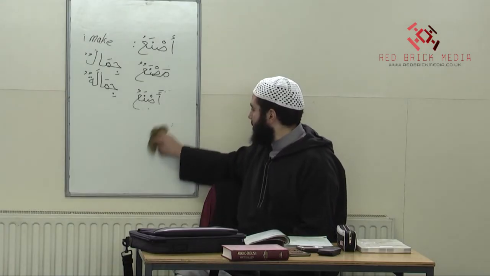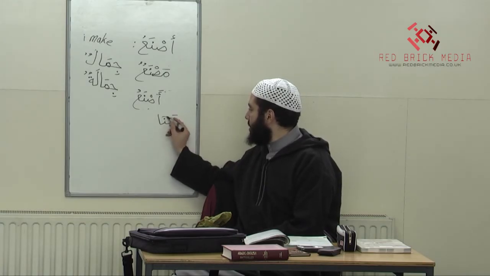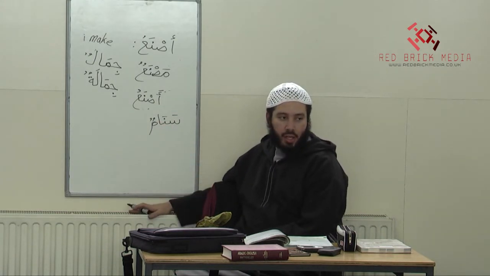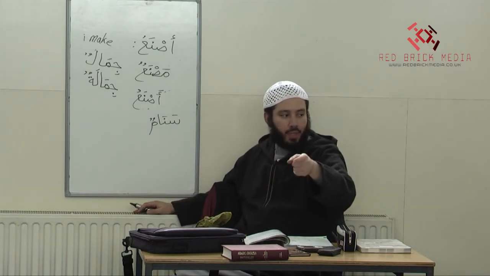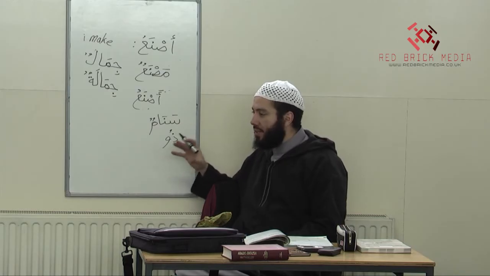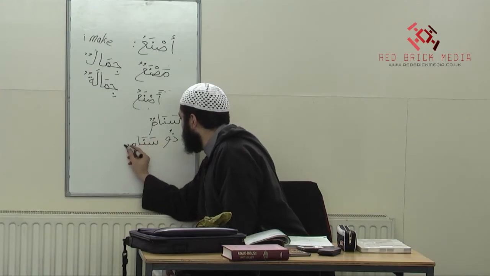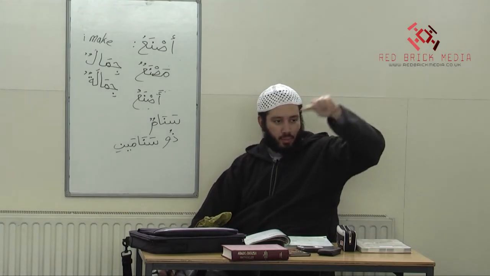Before I forget, what means a hump? You know of the camel, sanamun. So you know this is a hump. When you see a camel with two humps, you say dhu sanamain. Dhu is like "with". If you see a camel with two, you say jamalun, nobody will say it's wrong. But if you want to be precise, dhu sanamain, with two sanam, yani with two humps. Okay?